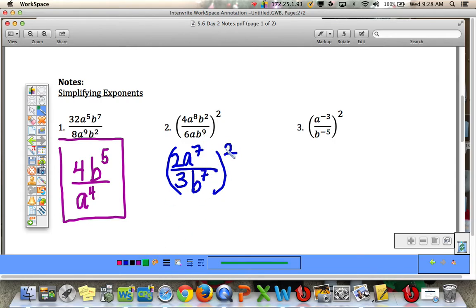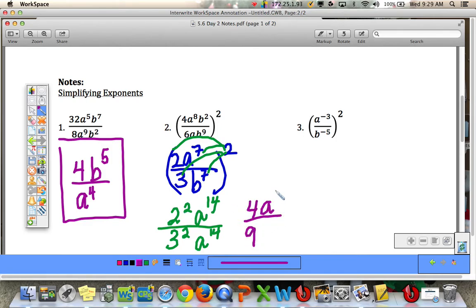All right, a power to a power means you're going to distribute to all the bases. So we get 2 squared, a to the 14th, over 3 squared, a to the 14th. Then we simplify, we get 4 over 9, a to the 14th, b to the 14th.